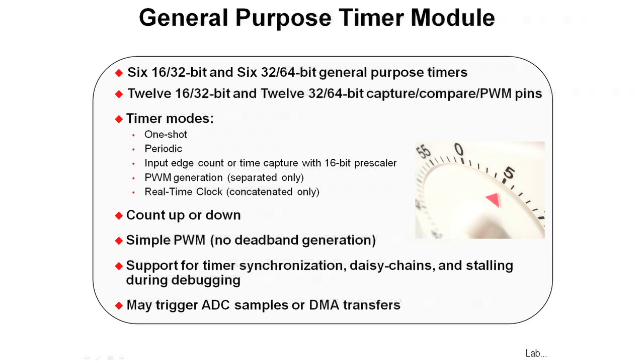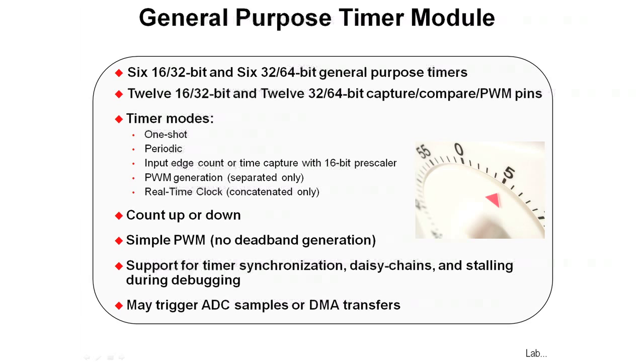The General Purpose Timer Module, or GPTM, has six 16 or 32-bit and six 32 or 64-bit general purpose timers. Those can be split up into 12 16/32s, or 12 32/64s. They can be used for capture, compare, or PWM. The timer modes we have available are one-shot and periodic. We can do an input edge count or a time capture. We can have a 16-bit prescaler on that if you want to count a number of counts before you actually count that number. PWM generation with a software inversion.